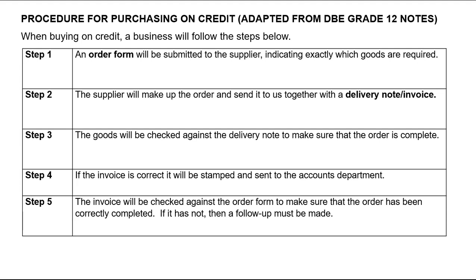So remember this order form. We send it to the supplier. They will send a delivery note and an invoice. Then the goods will be checked when they're delivered to the business against the delivery note. And if the invoice is correct, it will be stamped and sent to the accounts department. The accounts department must always make that payment, obviously. And that payment, before it's made, will be checked against the order. Anything that was not ordered and has been delivered must be followed up, right?